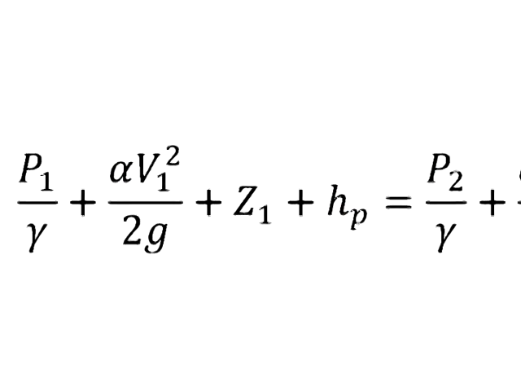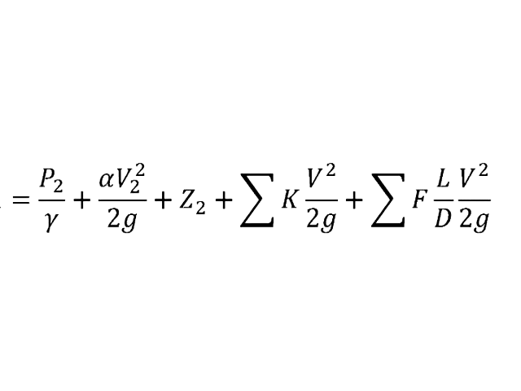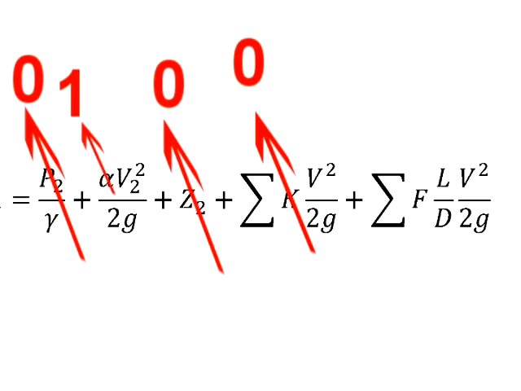On the right hand side, we have P2 divided by gamma plus alpha times V2 squared divided by 2G plus Z2 plus the summation of K times V squared over 2G plus the summation of F L divided by D times V squared divided by 2G. On the right hand side, we won't have any pressure because it's a free jet exiting the pipe. We will also assume in this case that alpha is equal to 1 because of turbulent flow.